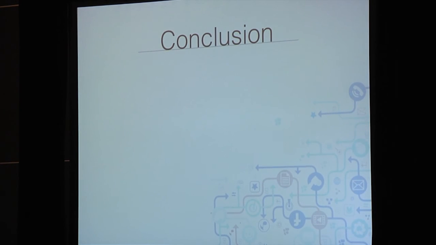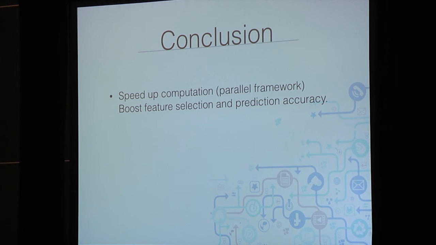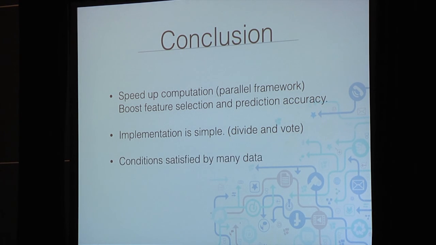Okay, so here we propose our new parallel framework for both parameter estimation and feature selection. It can speed up your computation, and it can also boost the feature selection accuracy and prediction accuracy. So this is kind of a double gain for using this framework. The implementation is very simple. You just need to divide and vote. And the conditions can be satisfied by many datasets because the MESSAGE framework itself doesn't require any condition for you to use. And it's also easy to generalize.